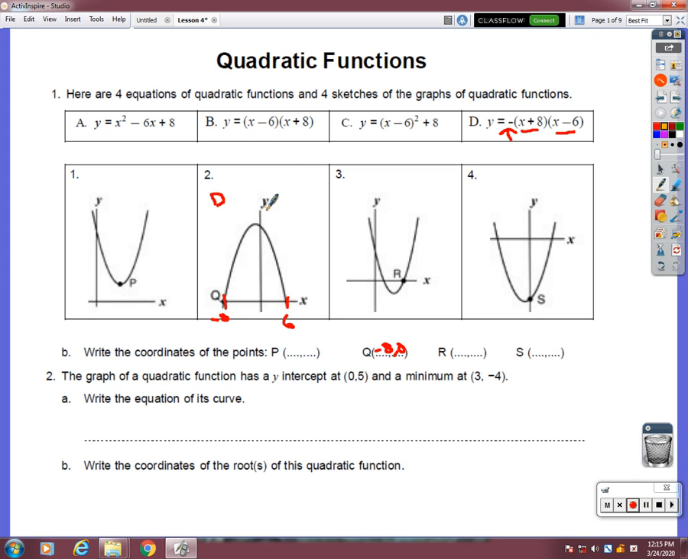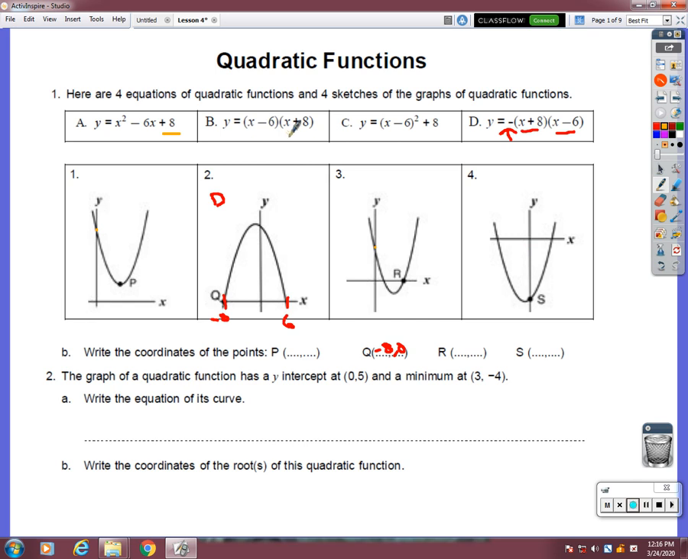Alright, now let's take a look at the other ones. So this form of the quadratic tells us what the y-intercept is. So we're looking for one that has a y-intercept of 8. So that could be this, it could be this, but it could not be that, okay? So let's just keep that in mind as we go through.